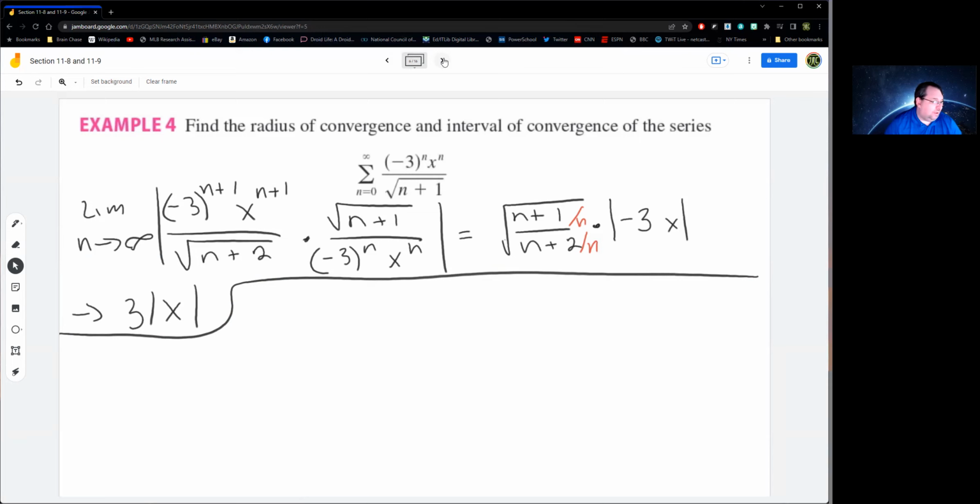All right, so now we've got to look at my convergence range. So I've got 3 absolute value of x has to be less than 1. So that means the absolute value of x has to be less than 1/3. That's my radius of convergence. My radius of convergence is 1/3.